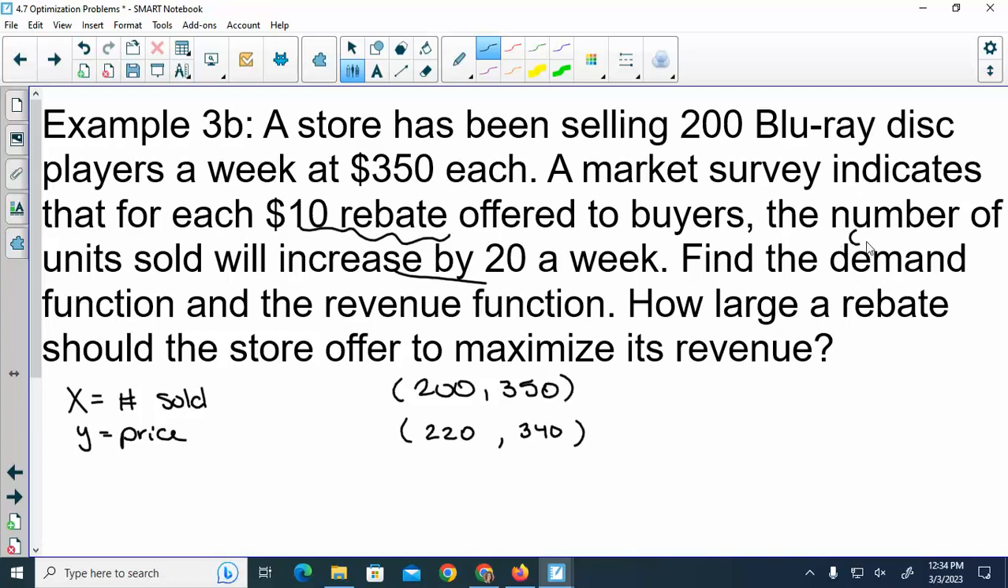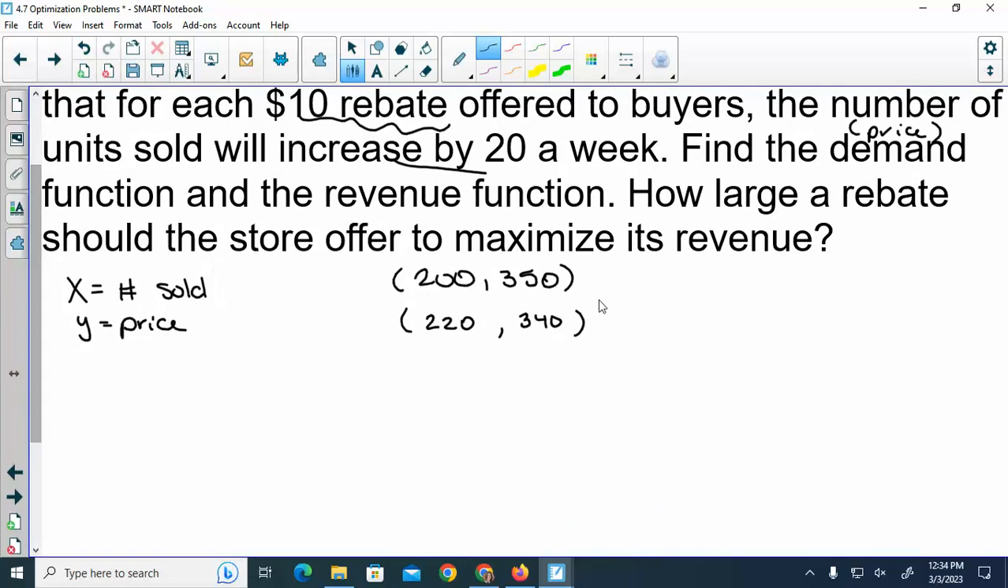Okay, find the demand function and the revenue function. Demand, we had in our notes yesterday, that's the same as the price function. So let's start there. We have two ordered pairs, so I'm really asking you to write the equation for this. So we're assuming linear, y equals mx plus b, so to get our slope, y sub 2 minus y sub 1 over x sub 2 minus x sub 1. So we get negative 10 over 20, or negative 1/2.